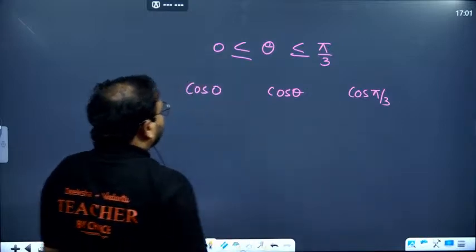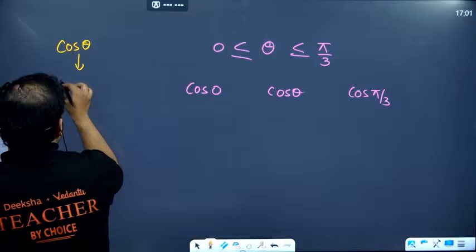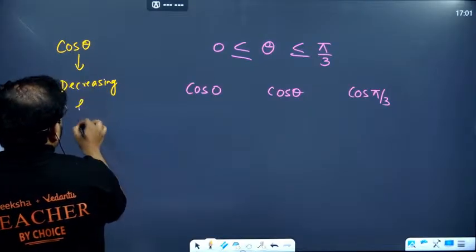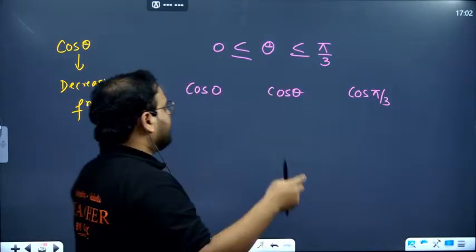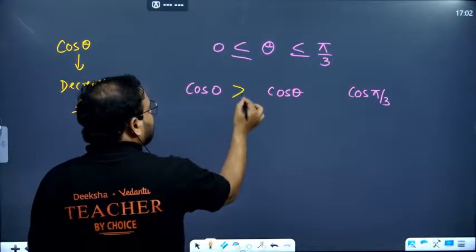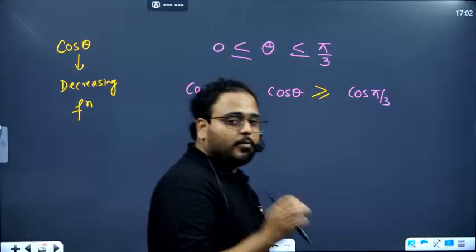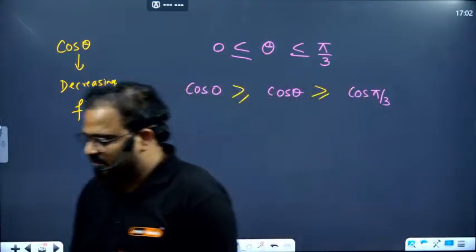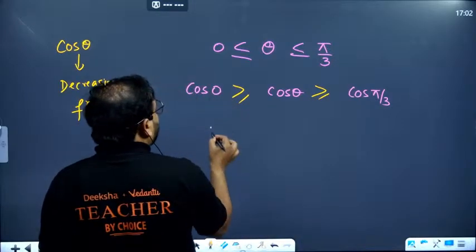What now? Cos theta is a decreasing function. So when theta was increasing from left to right and you took cos now, the inequality will reverse. For a decreasing function, if you apply it on any particular variable, the inequality reverses itself. Yes, sir. Great. So this is cos 0, which means 1.